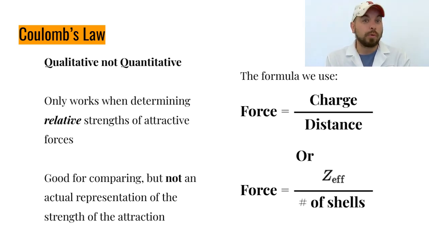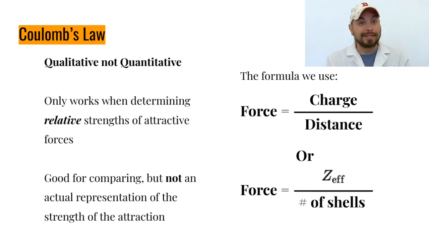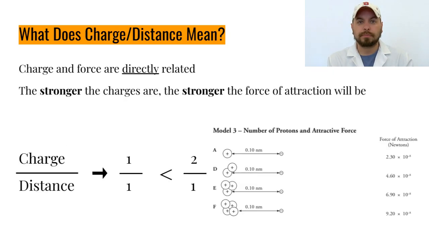Sometimes the variables will be the same: effective nuclear charge over distance. And sometimes they won't be. Sometimes those variables are going to change a little bit, but we're going to continue to use these same principles throughout the year. So it's important to have a fundamental understanding of how Coulomb's law operates, which we're going to talk about today. So applying this quantitatively, and remember, we're never going to get a real value. This is all relative values.